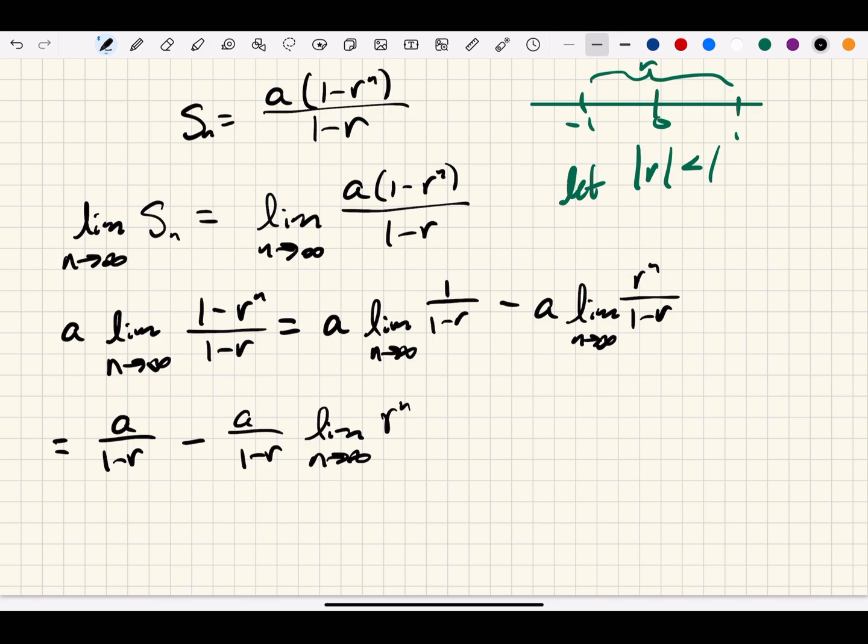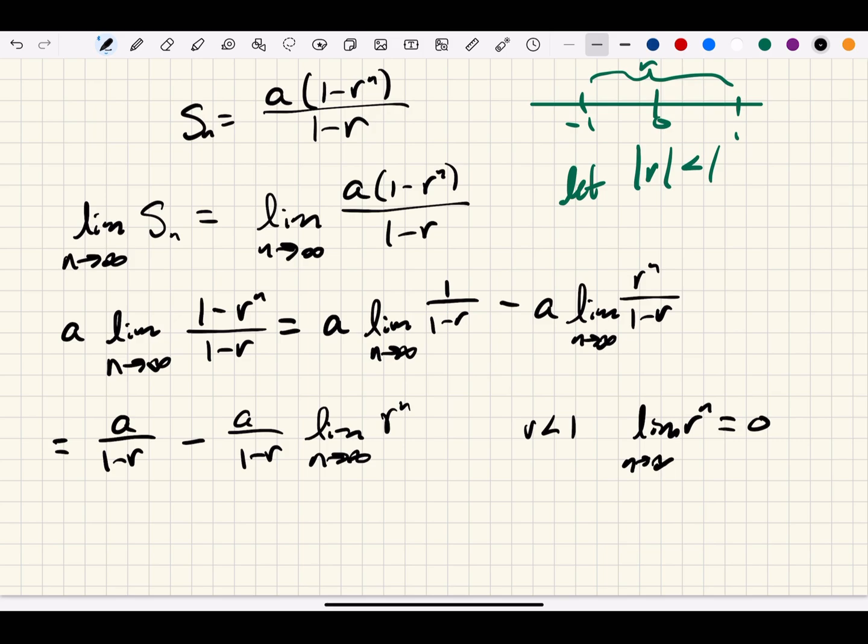Now, let's think about this. So r is less than 1, right? So what happens to the limit as n goes to infinity for things that are less than 1? When I raise it to the nth power, it gets smaller and smaller and smaller forever until it goes to 0. Okay, so how cool is this?